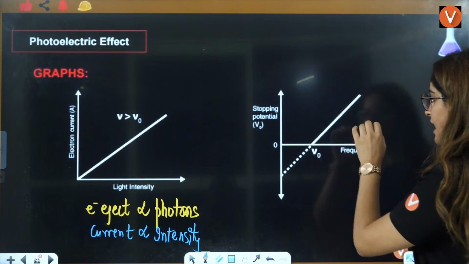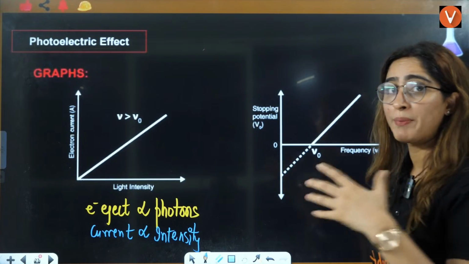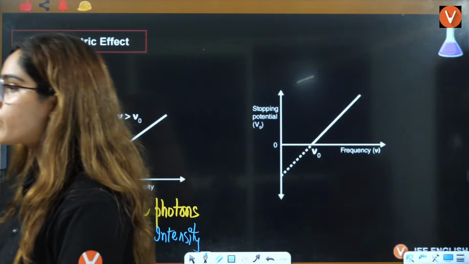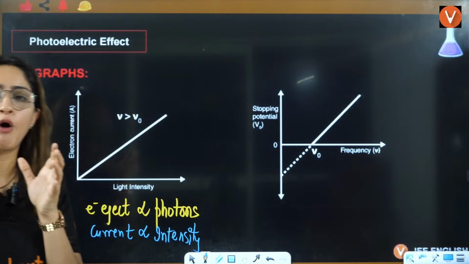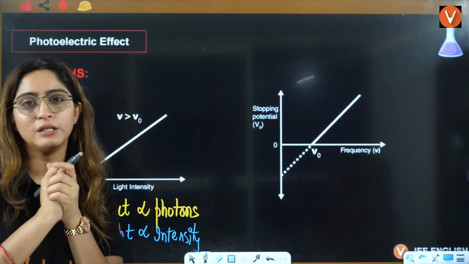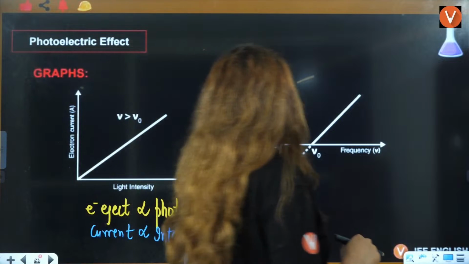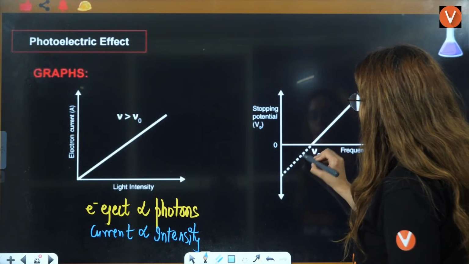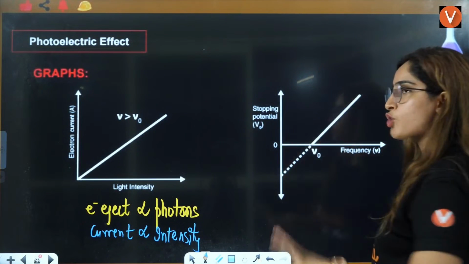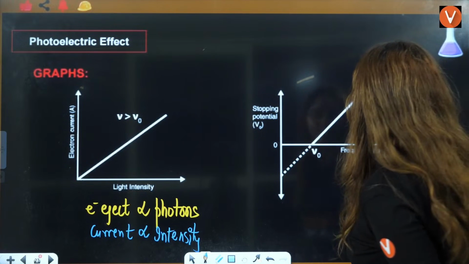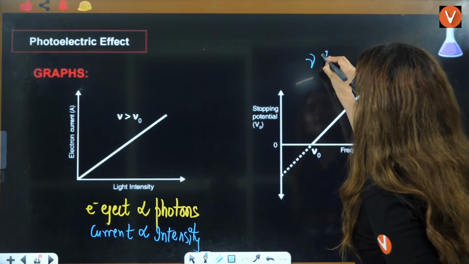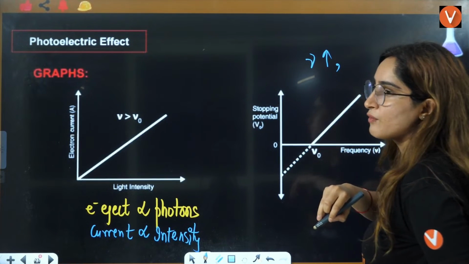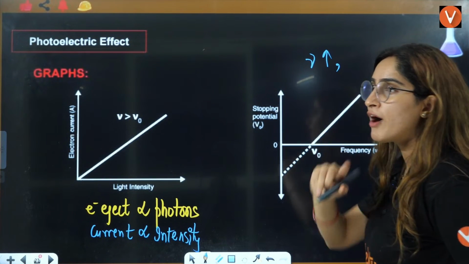Next, in this graph, what you have is stopping potential. Okay. So you are applying some potential from outside to stop the process. See here what will happen. We are saying frequency and stopping potential. See, tell me one thing. As the frequency is increasing, what is increasing? Work function is the same.